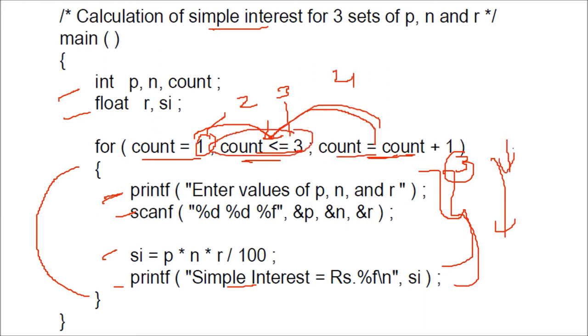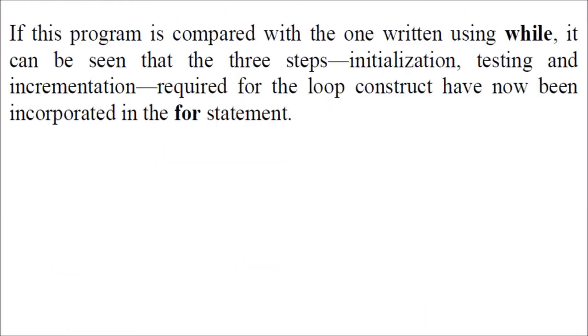So we will not go inside. So this is how we do it. For and while loop, they both are entry control loops. That means the checking is done for the condition when we enter the loop. So initialization, testing and incrementation are all done on the same line.